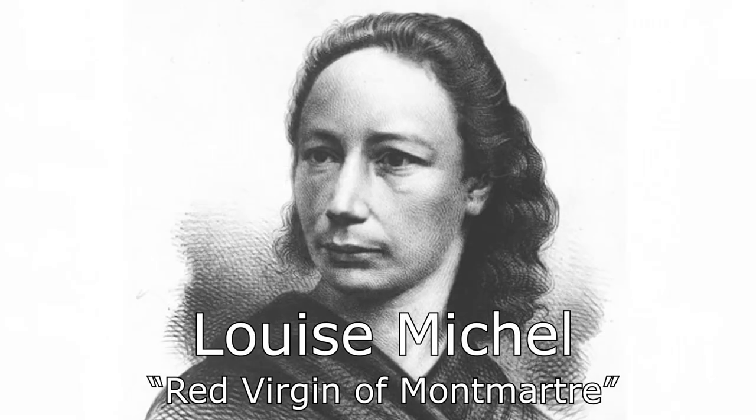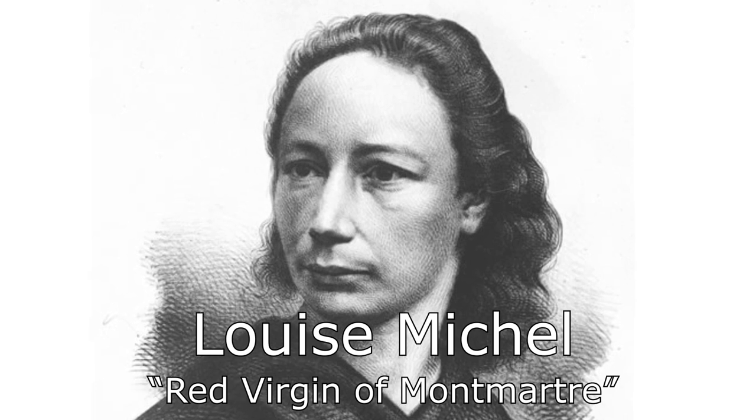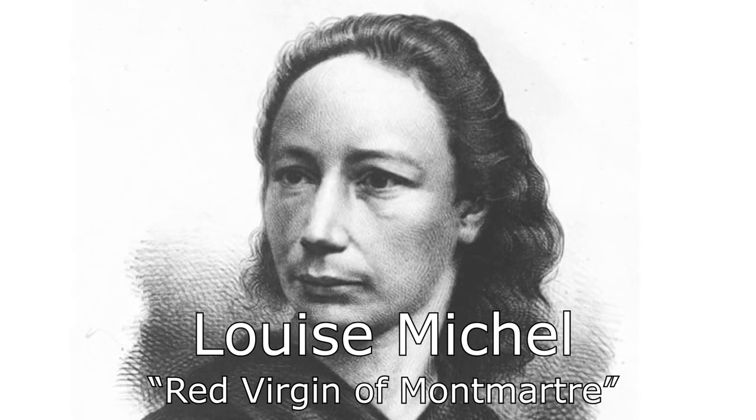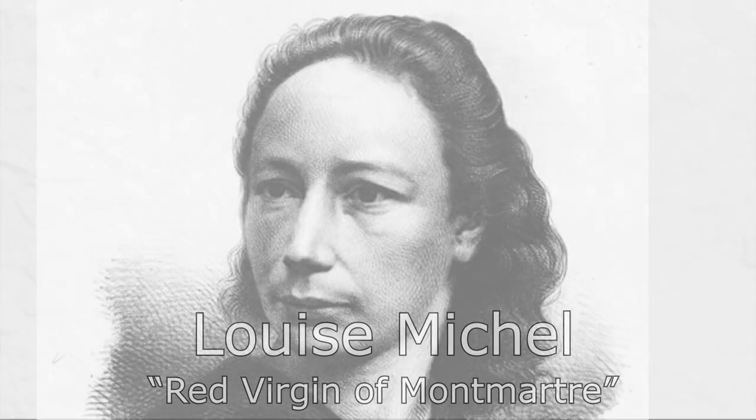Louise Michel, dubbed the Red Virgin of Montmartre, was a symbol of the involvement that women had in the Commune. She was later tried and deported to New Caledonia by the French government for her part in the Paris Commune.